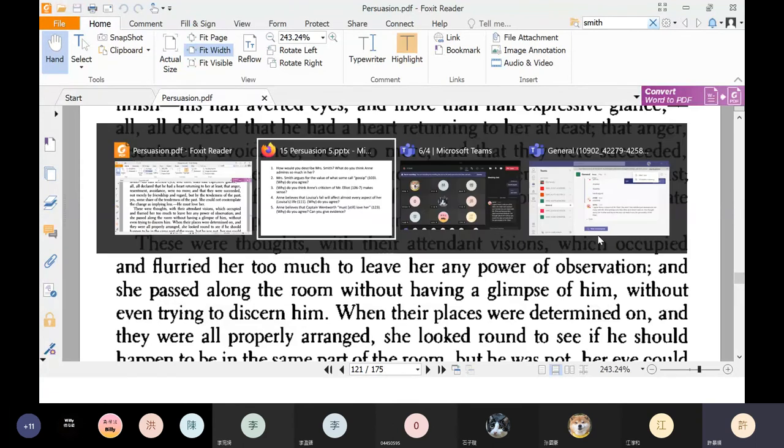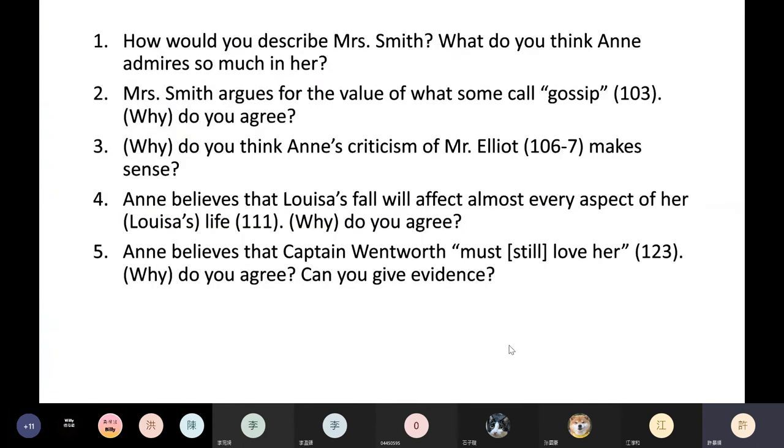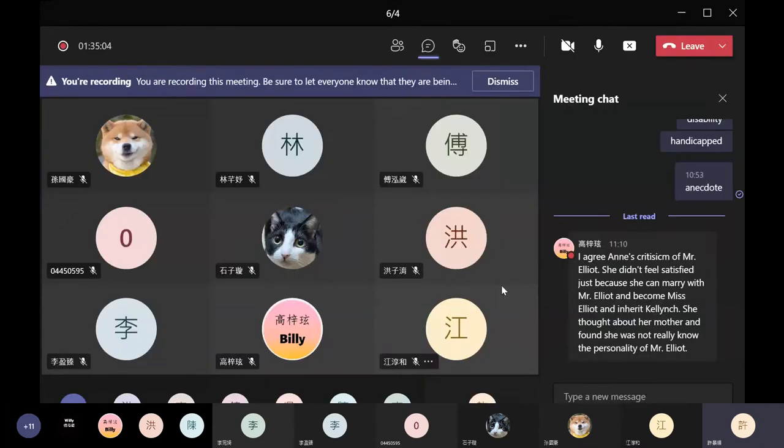So that's the evidence, a lot of evidence that we just looked at. And so, yes, of course, we agree that he still loves her. But we agree for more than just the evidence that we see. We have one other reason to think that maybe Wentworth still loves her.